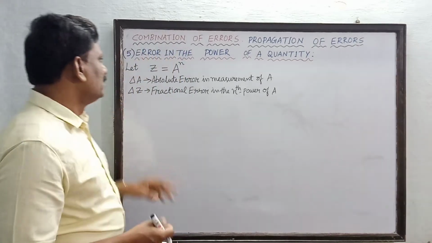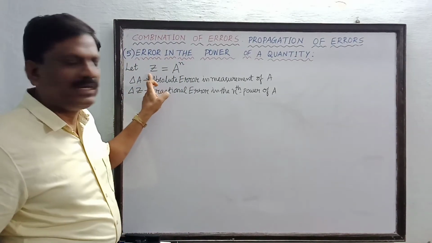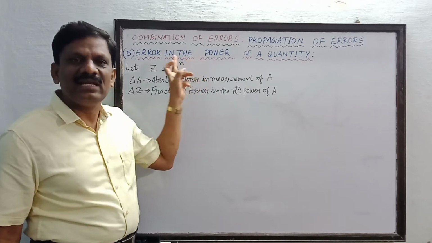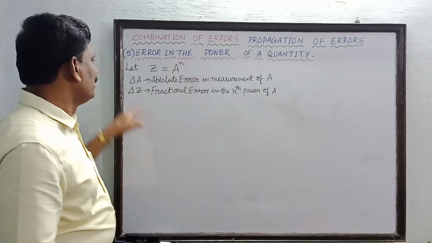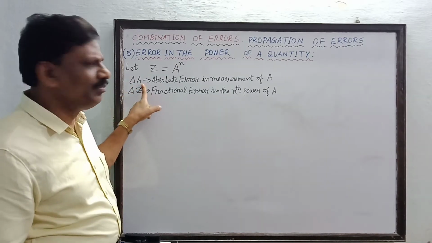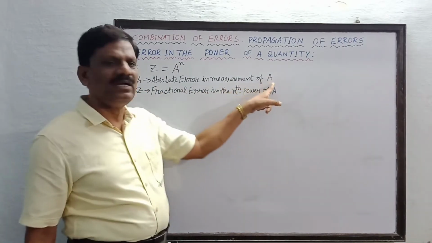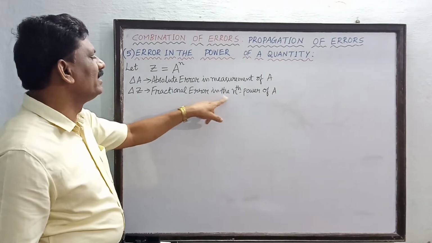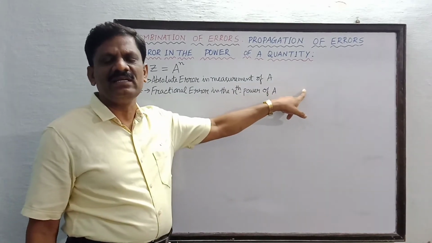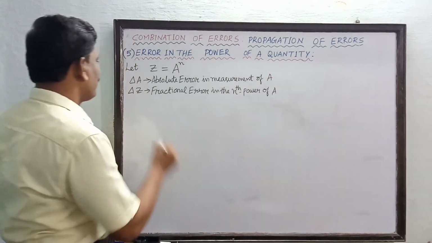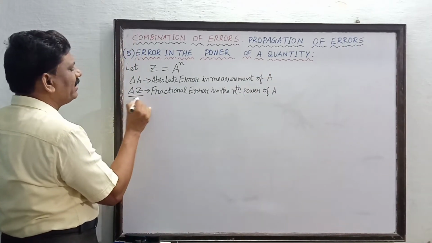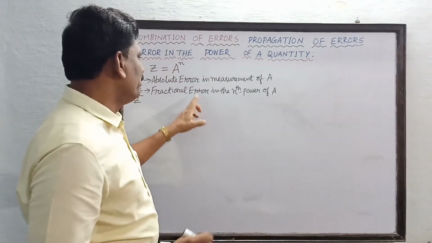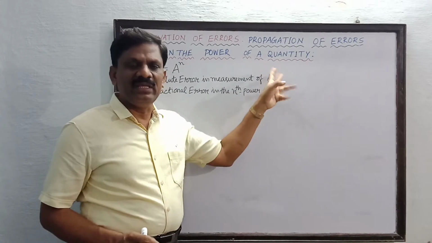Like that, let Z be a physical quantity that is equal to A raised to the power n, that is the nth power of A. As usual, let delta A be the absolute error in the measurement of A, and let delta Z be the fractional error in the nth power of A. Since I have mentioned fractional error, I will write delta Z by Z. That is the fractional error in the measurement of the nth power of A.